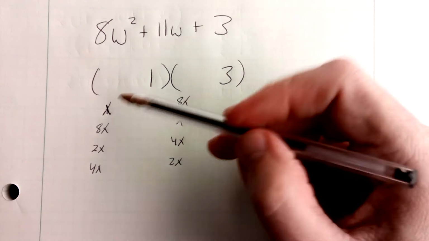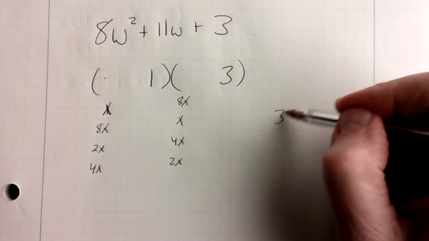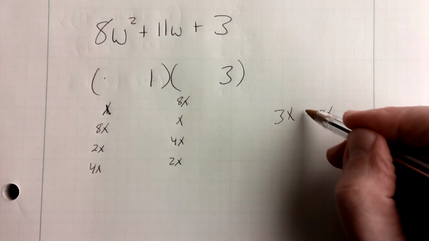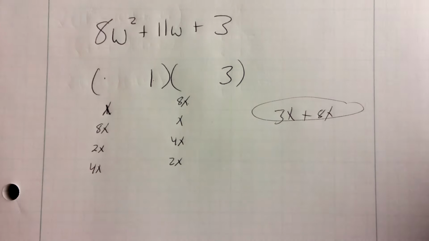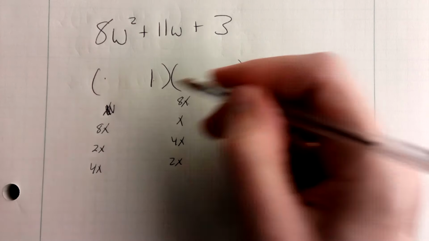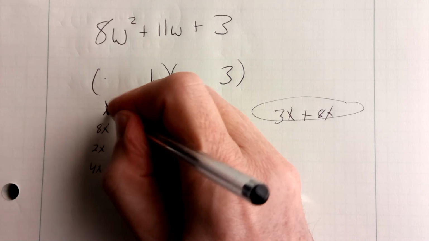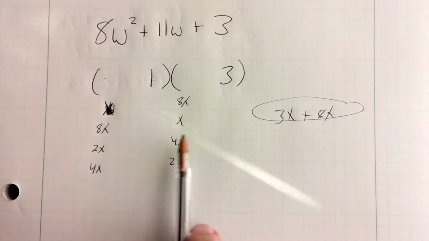So in other words, that first term, if it was an x times 3, would give me 3x. The 1 times the 8 would give me 8x. And if I add those two together, do I get 11x? I do. Actually, I should be using w, not x. So I happen to get the right one right off the bat. If I'd done one of the other combinations, it wouldn't have worked.